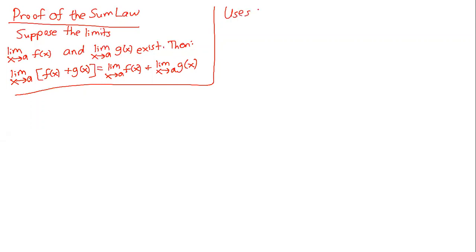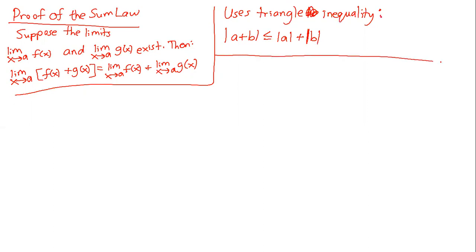So this uses the triangle inequality. Let me just introduce that up here really quick. I'm writing triangle inequality. So this is going to say that the absolute value of a plus b is less than or equal to the absolute value of a plus the absolute value of b. This is an important inequality even when you get to vectors, where you will use it for norms, but let's not worry about that right now. We're just talking single variable calculus.